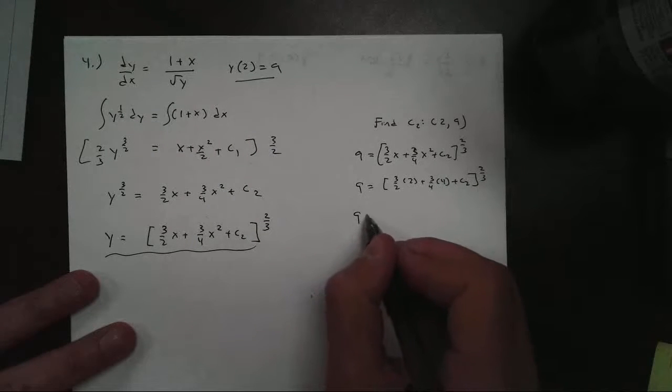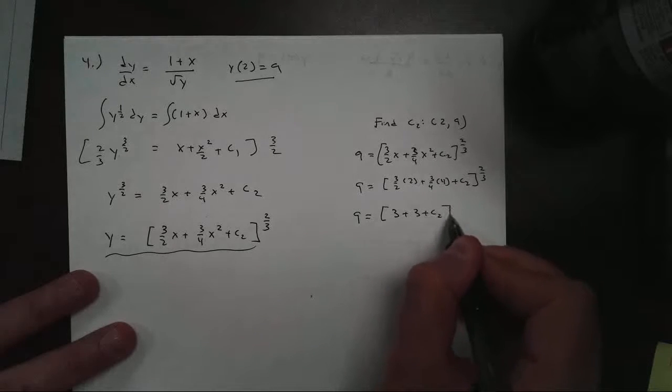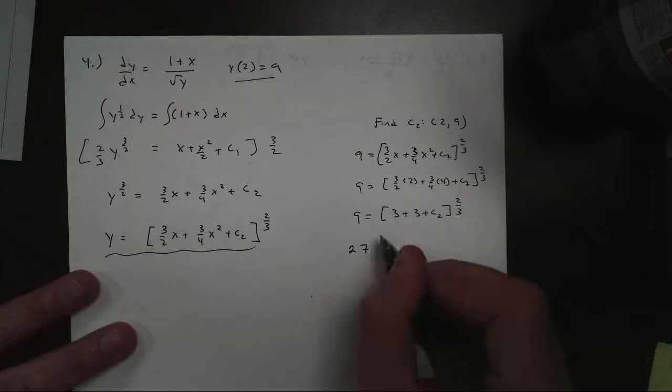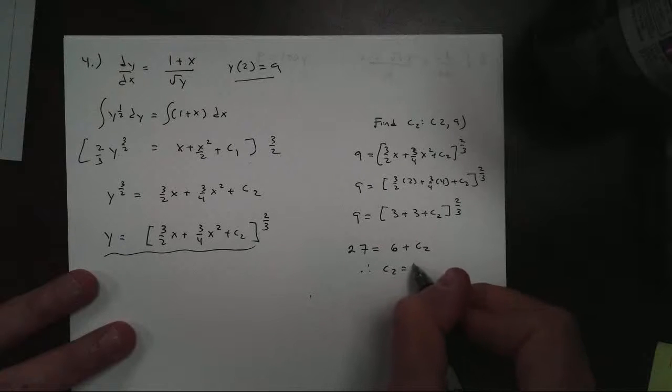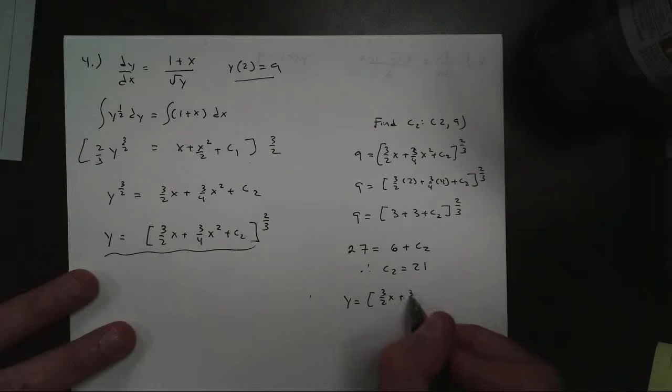Simplifying this, we get 9 equals 3 plus 3 plus c2 to the 2/3. And I'm going to solve this by taking the square root of 9 and then cubing it. And that's going to give us 27 equal to 6 plus c2. Therefore, c2 is 21. And our equation becomes y equals 3/2 x plus 3/4 x squared plus 21, to the 2/3.